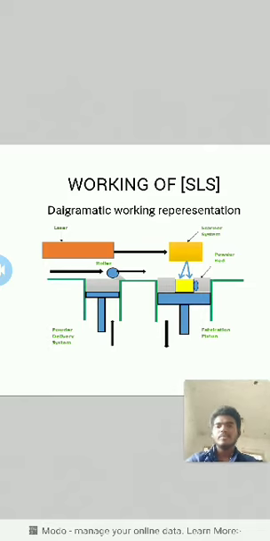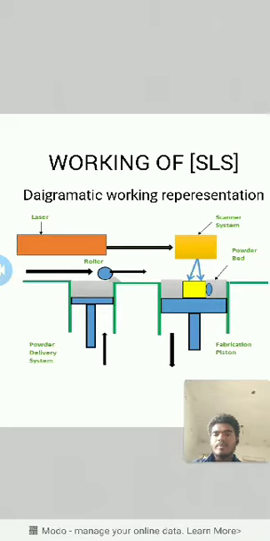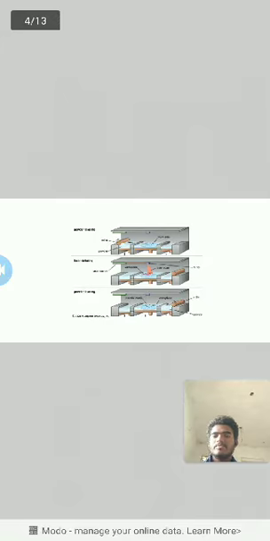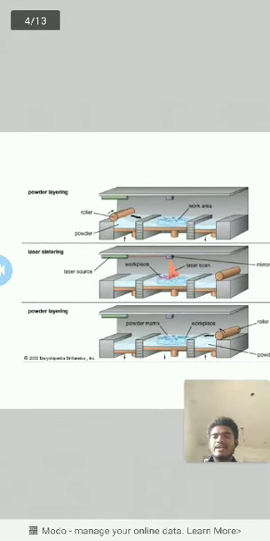Next we are seeing the working of SLS, selective laser sintering. This is a diagrammatic working representation of SLS technology. These are the parts of SLS technology: laser, roller, scanner system, powder bed, powder delivery system, and fabrication piston. These also work as a system in SLS technology.